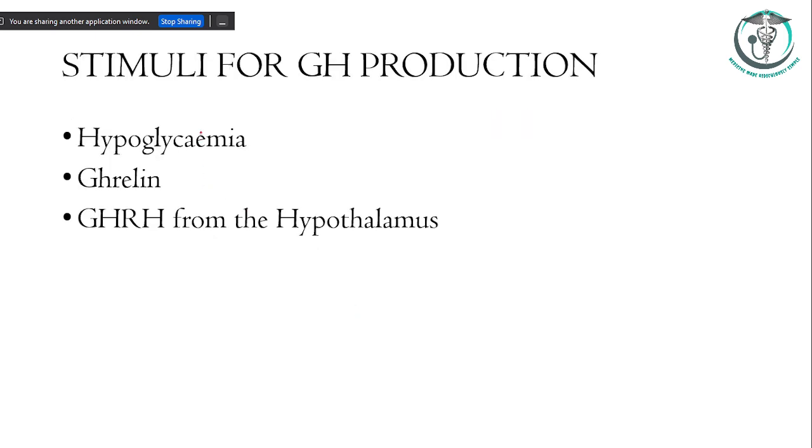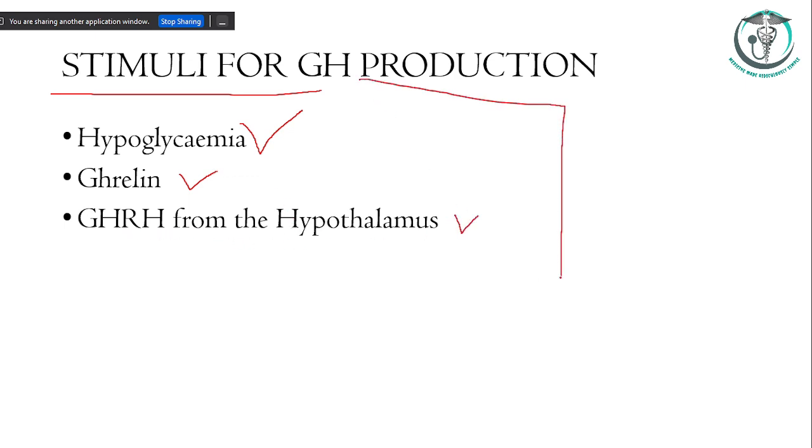Stimuli for growth hormone production. What stimulates the production of growth hormone? Hypoglycemia, meaning low levels of glucose in blood. Ghrelin, this you should know because it's under your GIT. And the growth hormone releasing hormone from the hypothalamus. So these are the things that can stimulate the production of growth hormone.